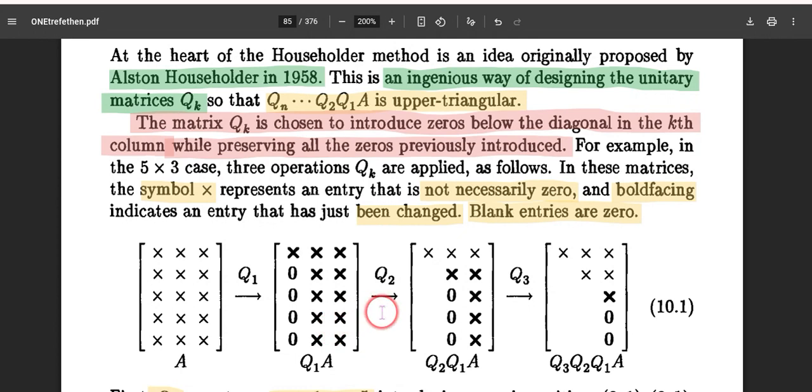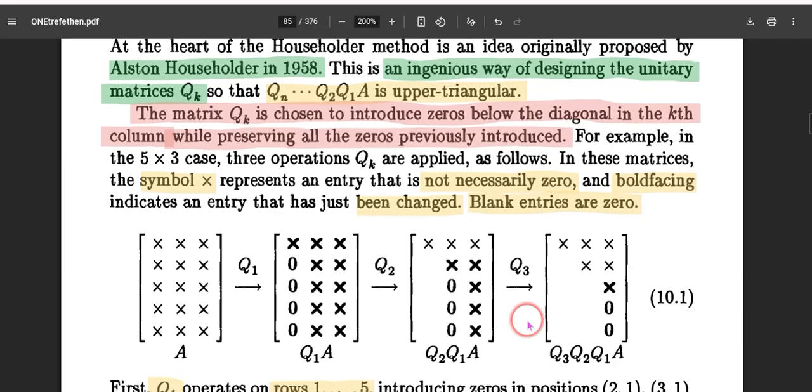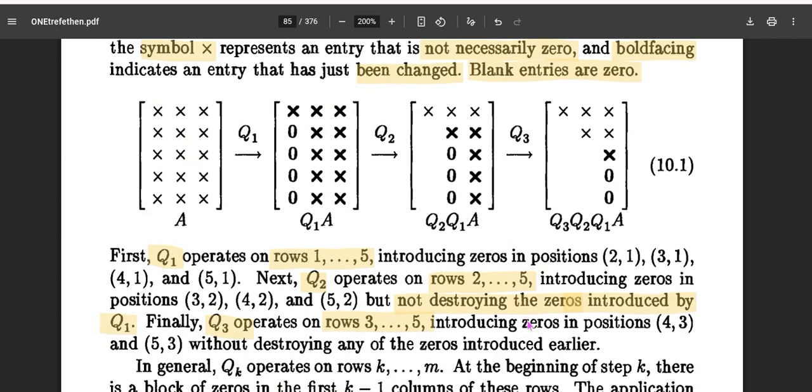And when we apply Q2, we don't touch the first column, and the operations only apply on the second and third columns, and we introduce zeros below the diagonal of the second column. And with the third matrix, we don't touch the previous results, and we introduce zeros below the diagonal of the third column. This can be done sequentially for any n columns.